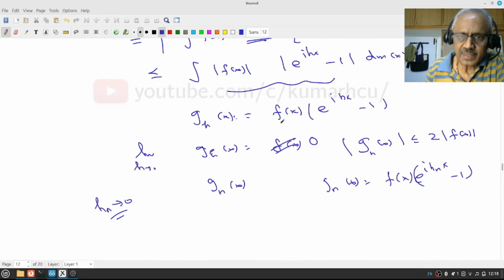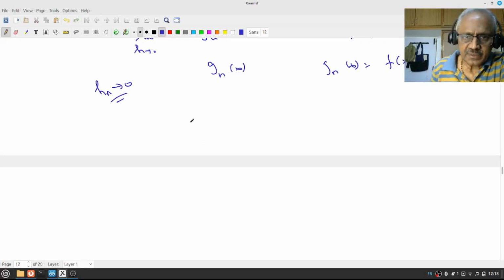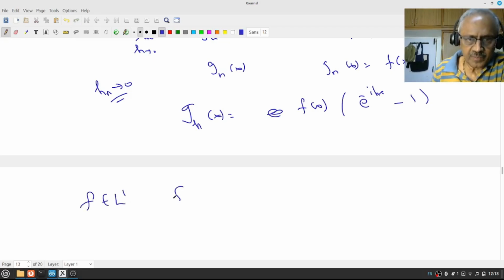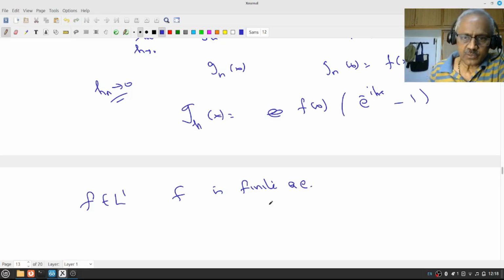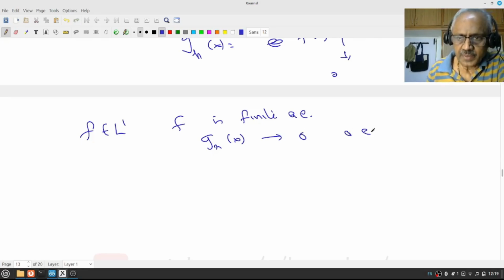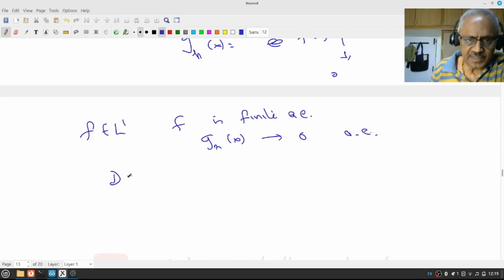Why does this converge to 0? Let us be very careful. g h of x equals f of x times e power i h x minus 1. Since f is in L1, f is finite almost everywhere, that we know. Therefore, for those values of x where f of x is finite, this converges to 0, because e power i h x minus 1 goes to 0 by continuity. You follow that? Therefore g h of x converges to 0 almost everywhere. Therefore, by the dominated convergence theorem, the integral of g h of x goes to the integral of 0, which is 0.